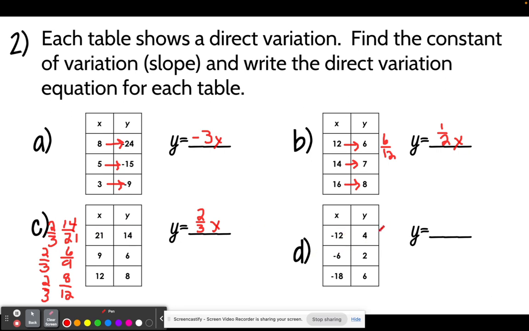And here again, I could write it in fraction form and check it out. 4 over negative 12, 2 over negative 6, and 6 over negative 18. Whenever you see the one negative, just bring it out in front. That makes it easier. So it's going to be a negative number because I have a positive and a negative, so it will be negative. And each one of these will simplify to 1/3. So y equals negative 1/3 x.